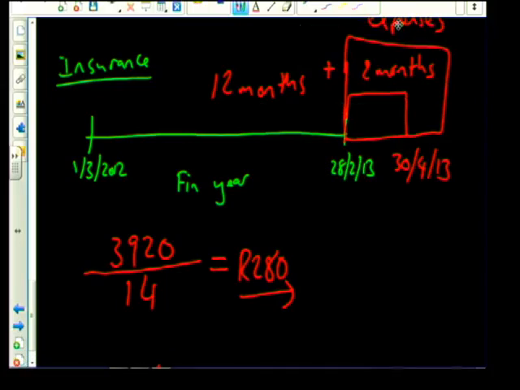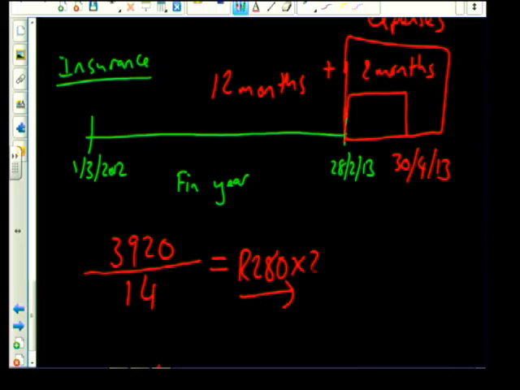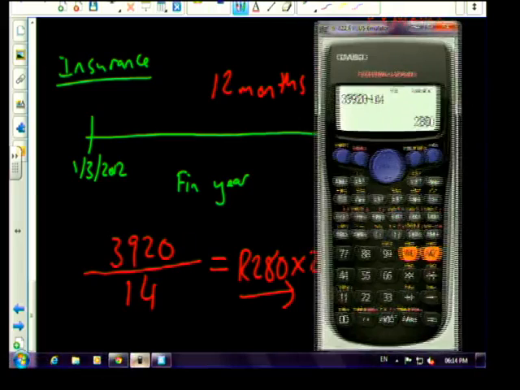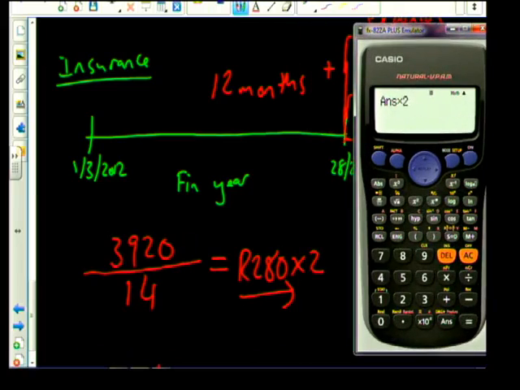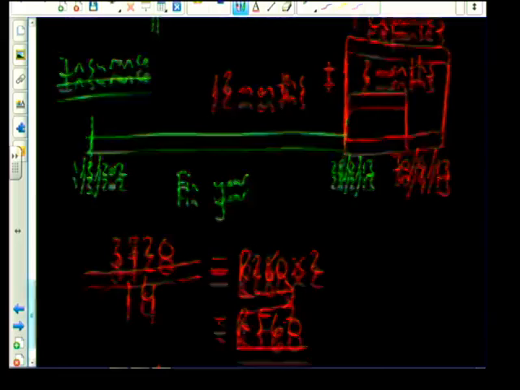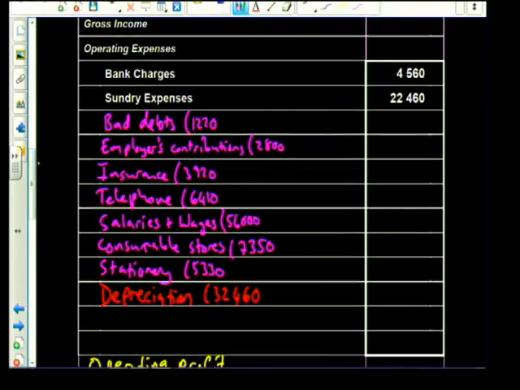But I have prepaid my insurance for 2 months. So my prepaid expense is going to be 280 times 2. If I'm calculating my prepaid expense, I'll take this figure, multiply it by 2, and the answer comes to 560 Rand. It's 560 Rand that was prepaid for the next financial year. So to complete the adjustment is pretty easy. We're going to subtract that 560 from the insurance figure that I have. So I'll go to the insurance figure here of 3,920 and subtract 560 so that it reflects only 12 months of insurance and not the 2 months that we've prepaid.